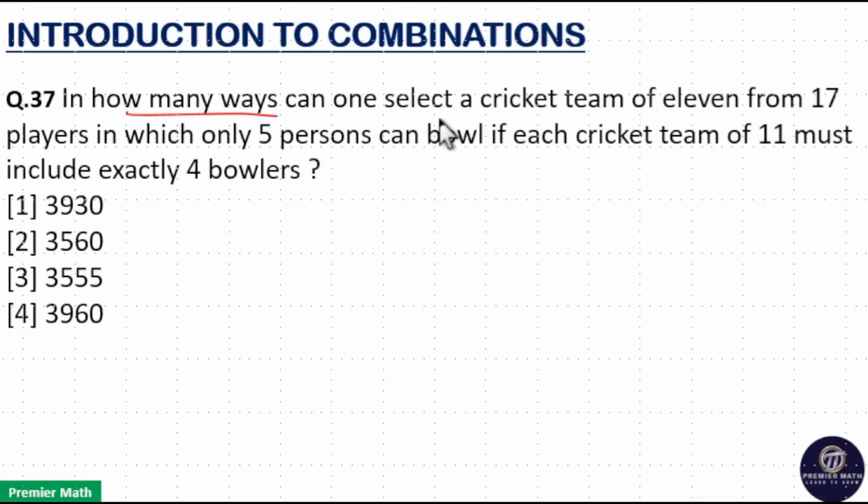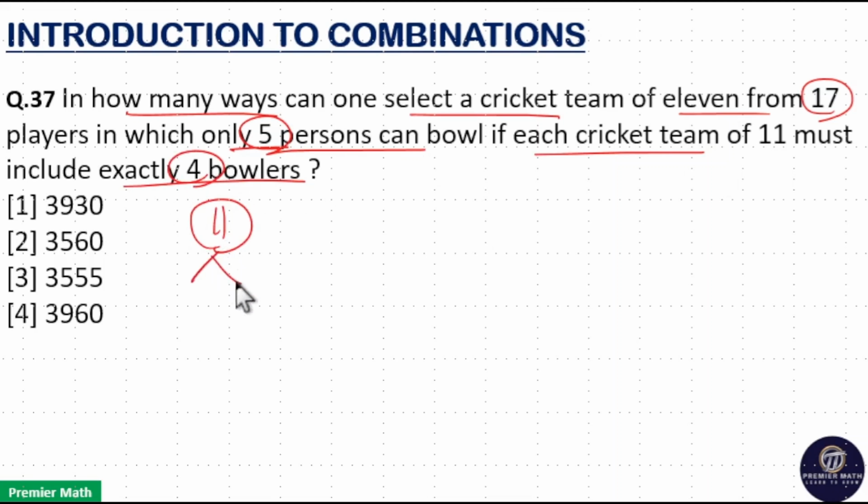In how many ways can one select a cricket team of 11 from 17 players in which only 5 can bowl, if each cricket team of 11 must include exactly 4 bowlers? When you select a team of 11, it must include exactly 4 bowlers. Remaining are 7 players. Now we have 17 players available, out of which 5 are bowlers. Remaining 12 are other players.